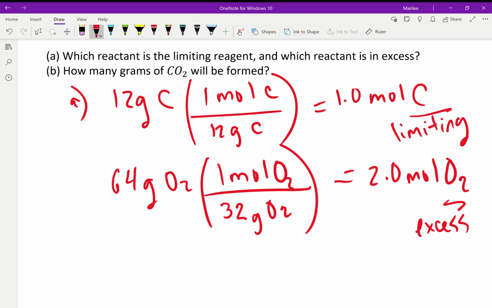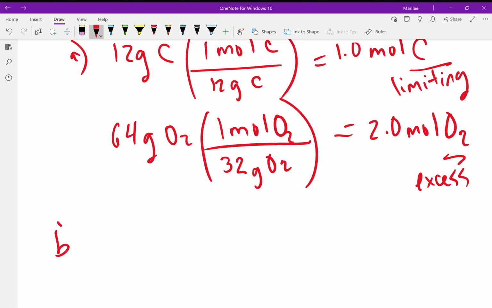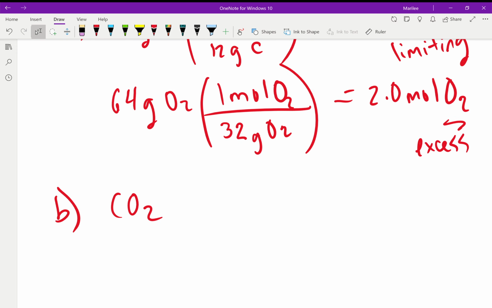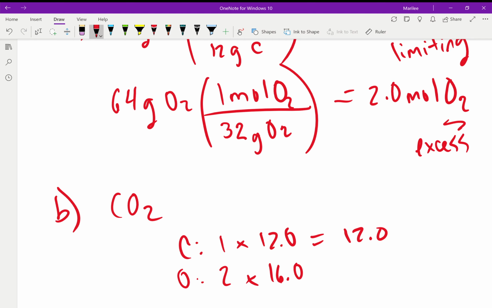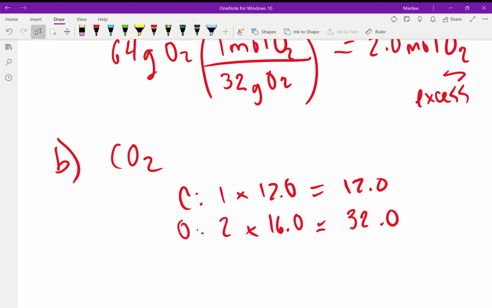Part B says, how many grams of CO2 will be formed? So we have CO2. We have 1 carbon. 1 times carbon is 12.0, that gives us 12.0. We have 2 oxygen times 16.0, that'll give us 32. And when we add them, we'll have 44.0 grams of CO2.